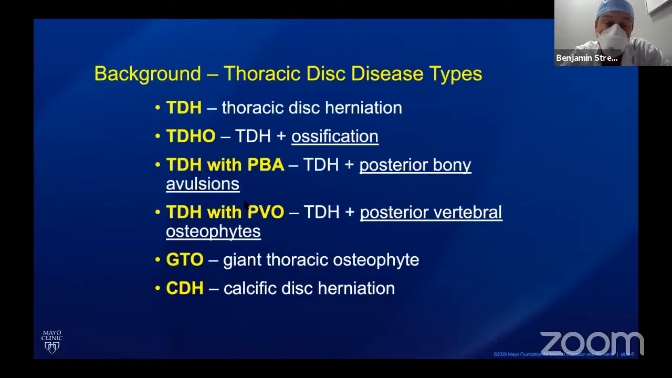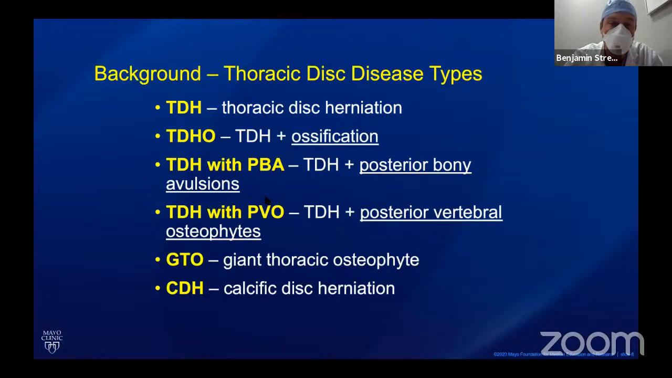Some details and maybe some differentiation regarding disease states of thoracic disc disease. Several of these disease states are described here, and I've used abbreviations which I'll continue to use in the next several slides as we look at some of the imaging associated with this. TDH will be referred to for just a simple thoracic disc herniation, and that will be differentiated from TDHO with ossification of that thoracic disc.